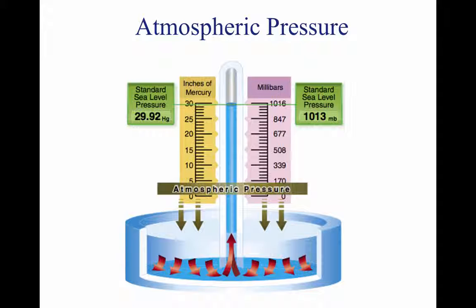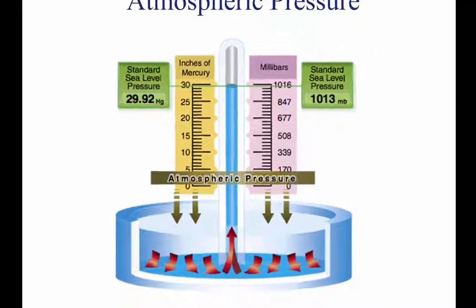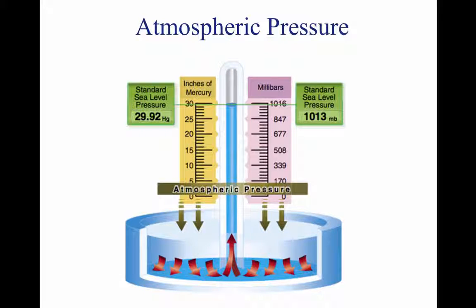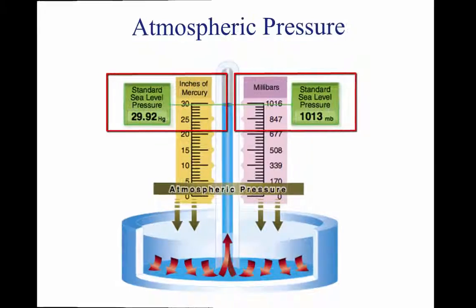Air is very light, but is still affected by gravity and acts like a fluid by exerting force in all directions called pressure. At sea level, the average pressure exerted by the weight of the air is 14.7 pounds per square inch and is measured as 29.92 inches of mercury, or 1013.2 millibars. This is the standard pressure. If the pressure is anything different than standard pressure, it is called non-standard pressure.